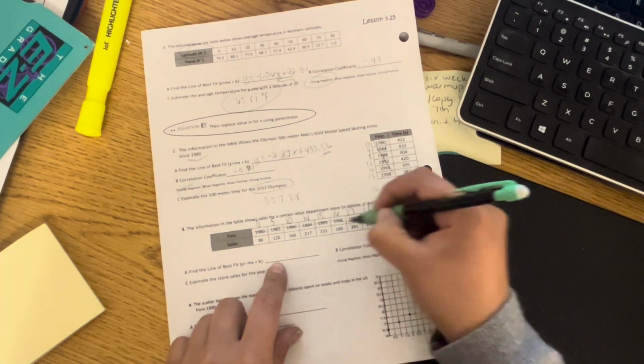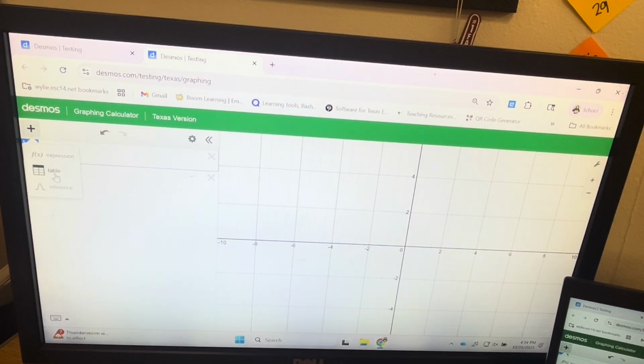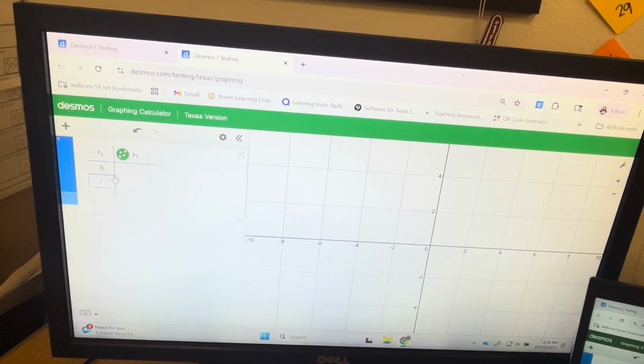Now I'm going to type that into stat, but instead of stat, I'm going to do Desmos. Now we know how to type this into Desmos already. You add a table, you hit the plus sign and hit table, and you're just going to type all the values in. So I've got 0, 5, 10, 14, 15, 16, 17, and 18. And again, just like before, you do have to type in each value. On my Y's, I'm going to type in 86, 126, 166, 217, 231, 245, 261, 279.